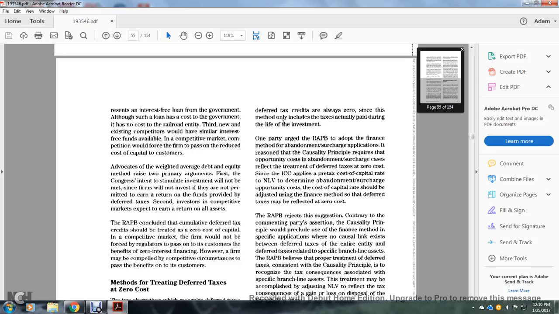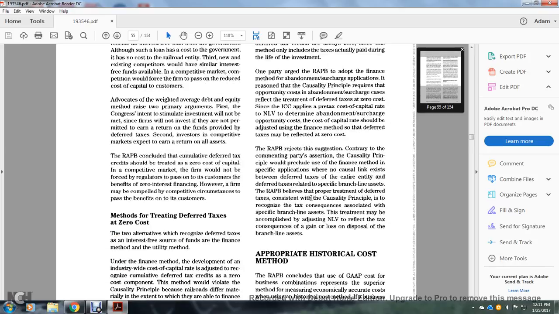One party urged the Railroad Accounting Principles Board to adopt the financing method for the abandonment surcharge, but the causality principle requires the opportunity cost of abandonment. The surcharge cases reflect the treatment of deferred tax at zero cost. Since the Interstate Commerce Commission applied the pre-tax cost of capital rate, the net liquidation value determined the abandonment surcharge opportunity cost. The cost of capital rate should be adjusted using the financing method, so that deferred taxes may be reflected as zero.